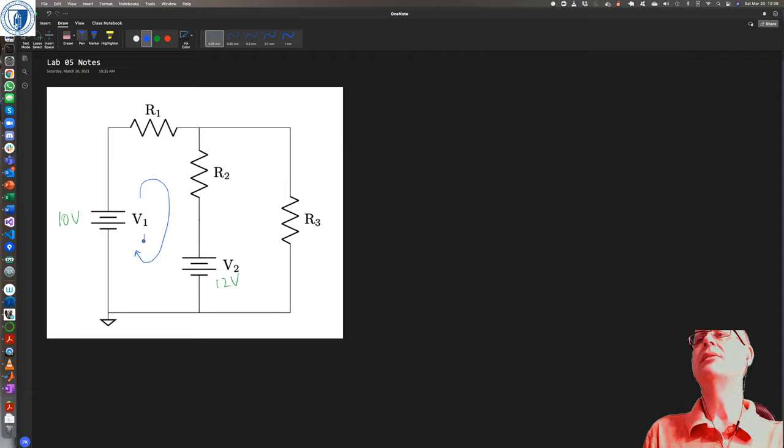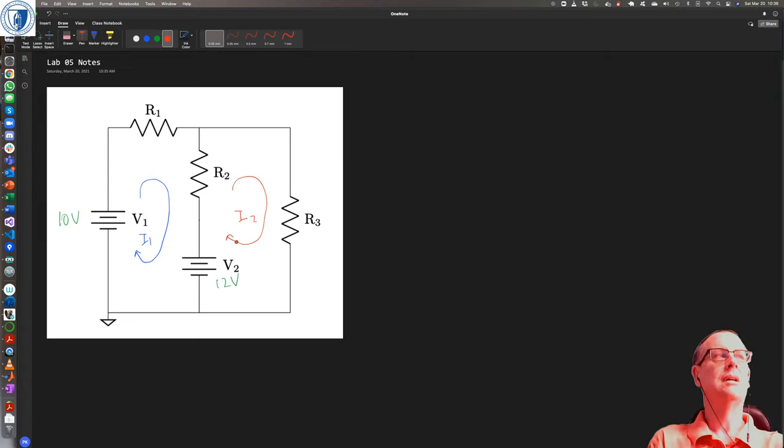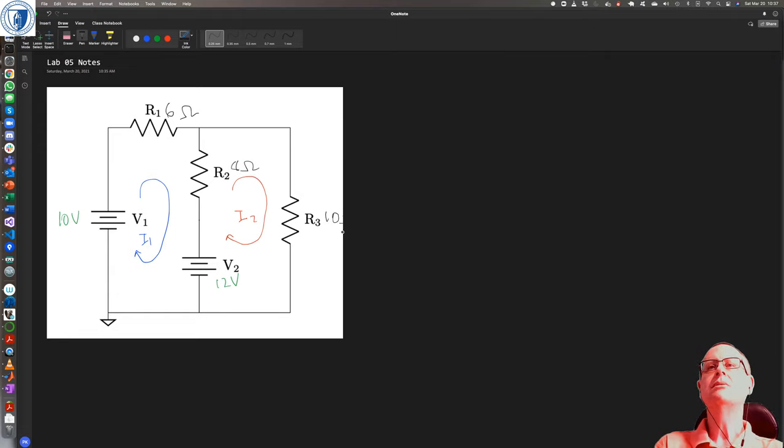Right, so there's I1. There's I2. And do we want to give some resistance values? Yeah, why not? Should I give you my values? Yeah, your values are fine. Yep, that's okay. I put 6, 8, and 10. Yeah, that'll do. Let's draw the ohm so we can see it.